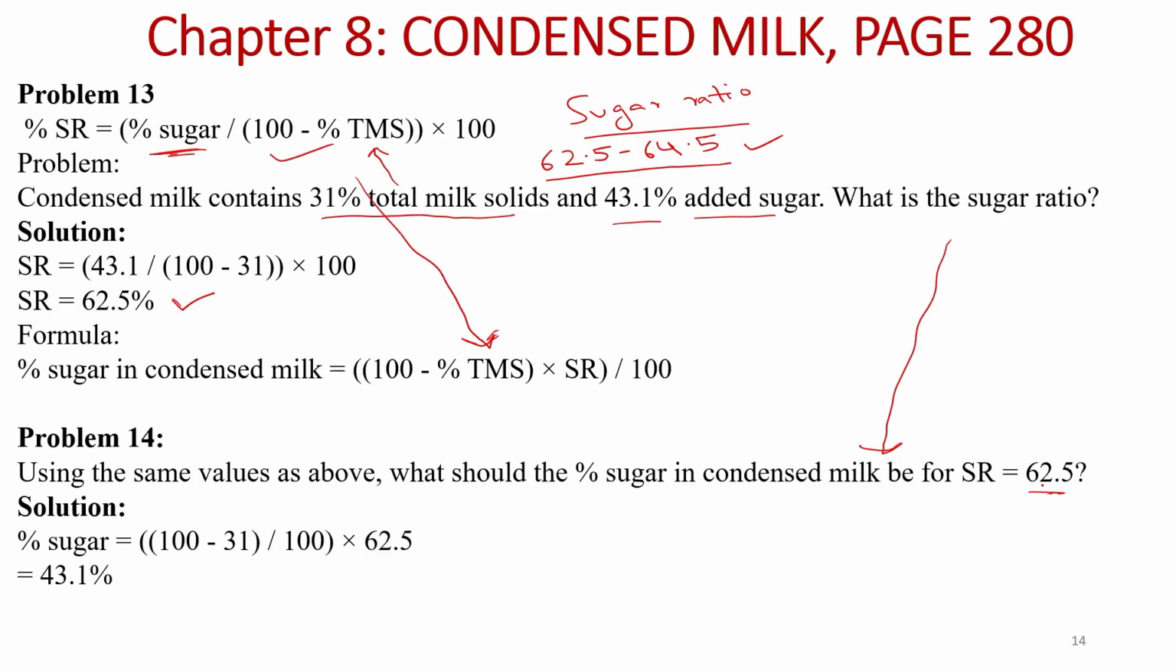So if we put this sugar ratio, that is 62.5 here, and percentage TMS, which is 31% here, 100 minus 31, and we solve it, we will have 43.1% as was there in the original question. So these two questions are the same, just to show that from the one formula we can calculate percentage sugar in condensed milk, and also we can calculate the sugar ratio. So both we can calculate very easily. This is the numerical on sugar ratio, that is sugar in water concentration, simply percentage sugar divided by 100 minus percentage total milk solid, into 100.